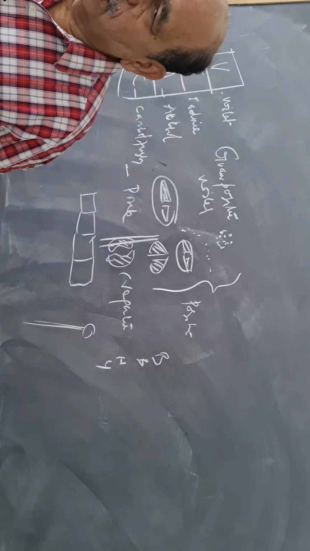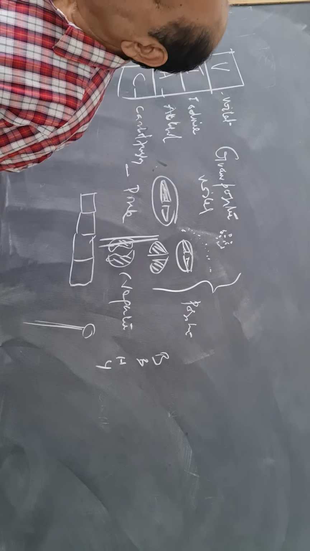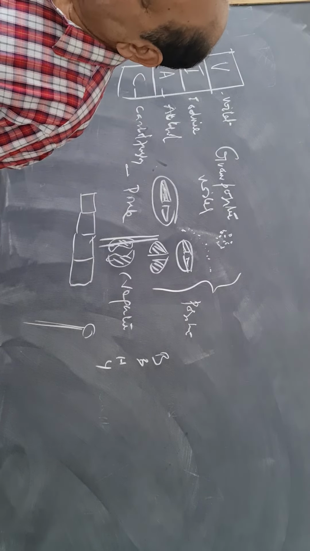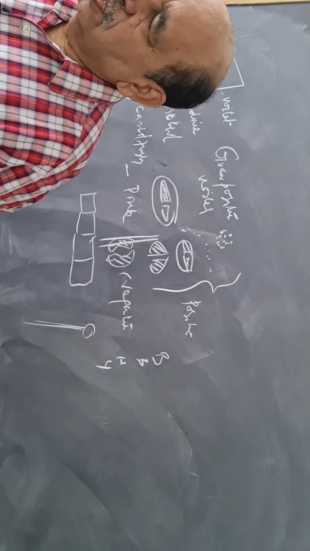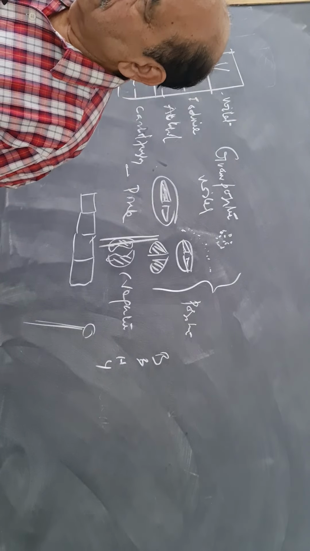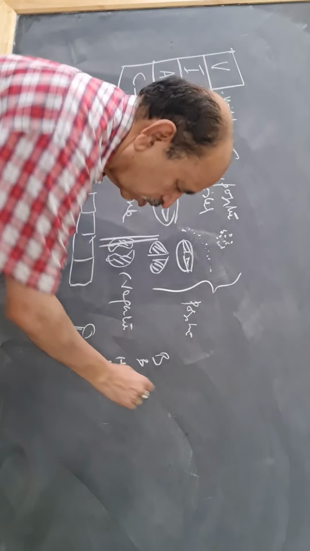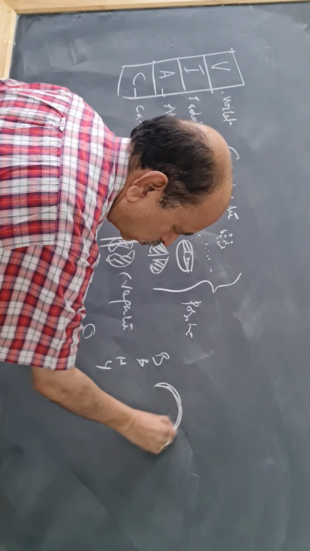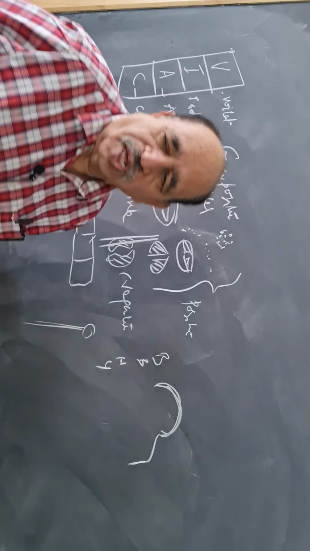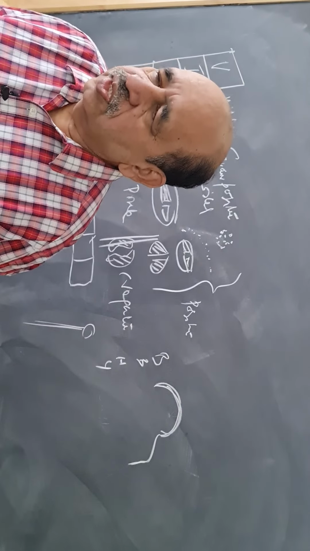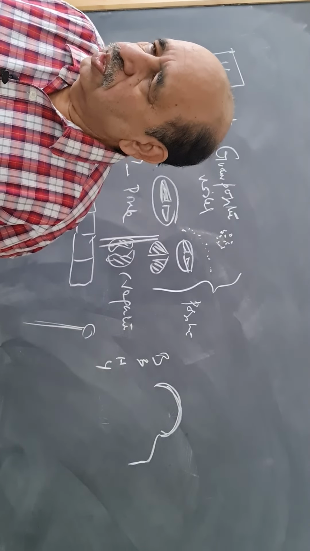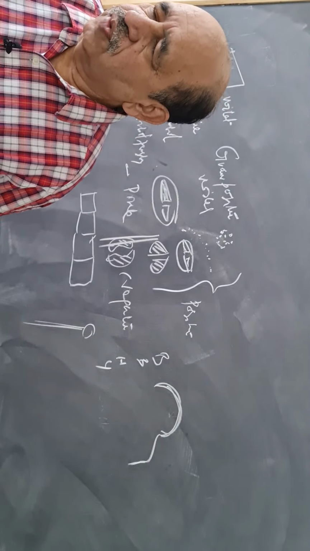Now moving on to the next group of organisms, which are comma shaped organisms. They are gram negative. They are comma shaped and motile with a single polar flagellum.